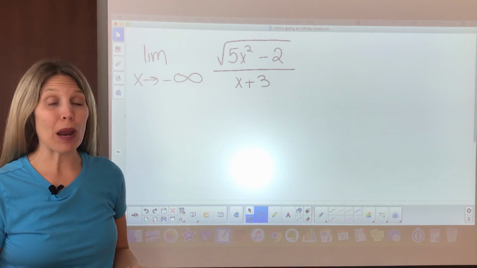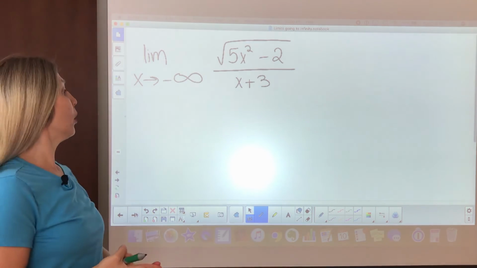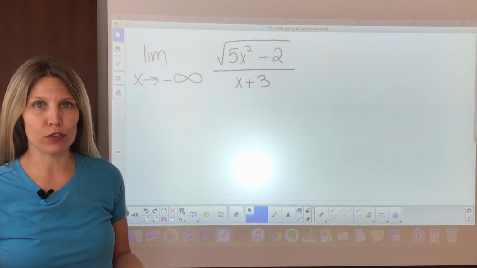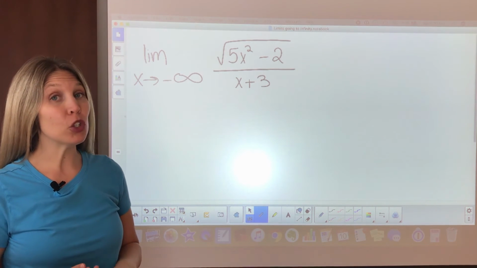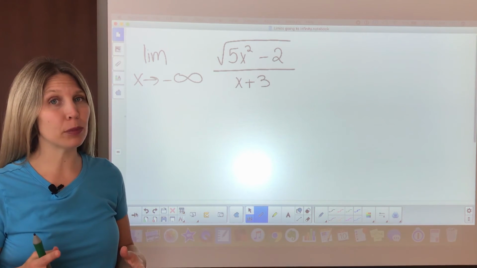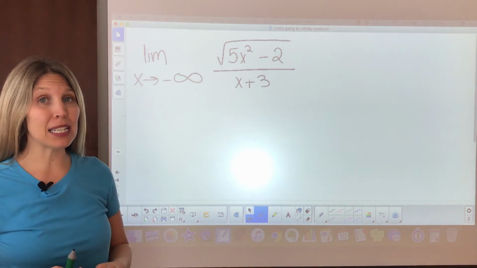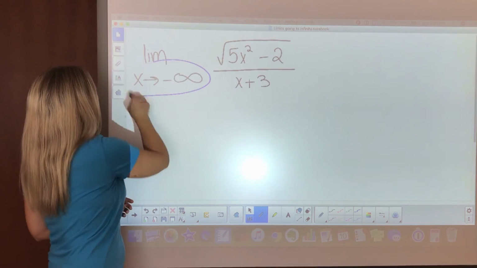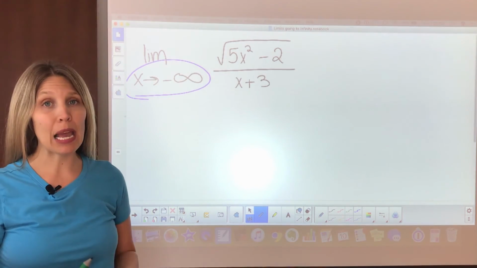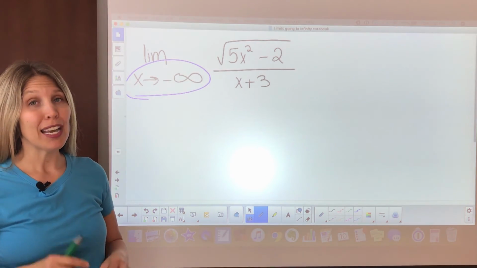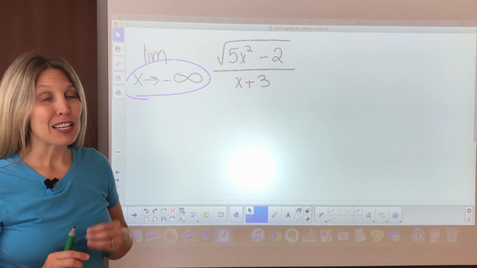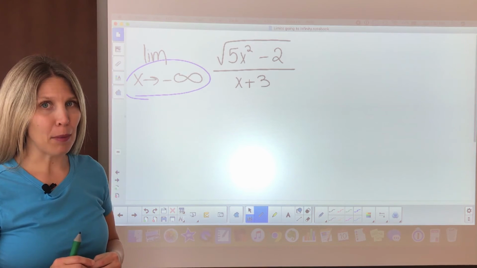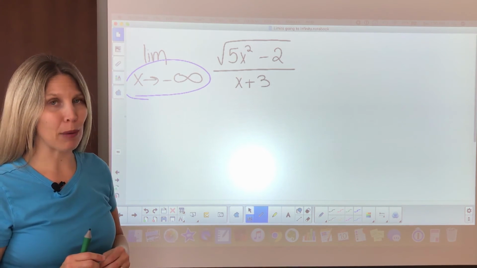Now looking at this problem, you always try to plug in first. When we plug in, we're going to end up with infinity over infinity. So we have to do more investigation. We can't factor. We do have a square root. We could possibly rationalize, but the biggest indicator here is that x is going to negative infinity. And when that happens, you really want to use a magic 1. This is going to be a tricky magic 1 to make it work in the numerator and the denominator. So look at how we're going to write this problem out.